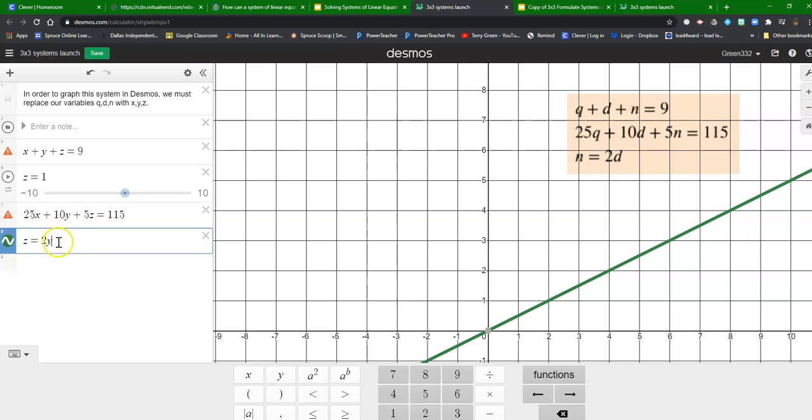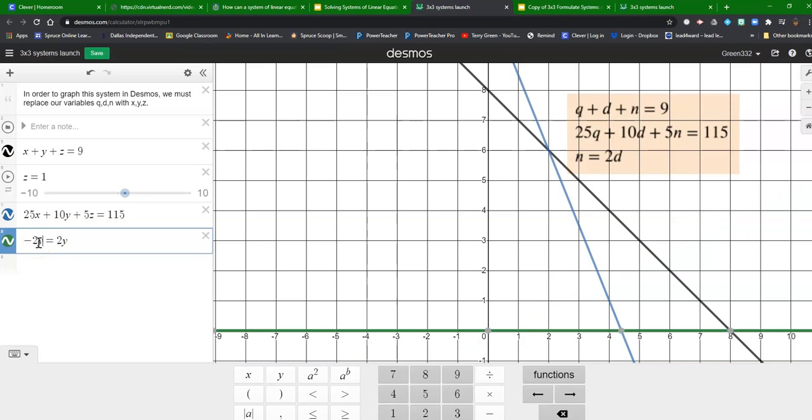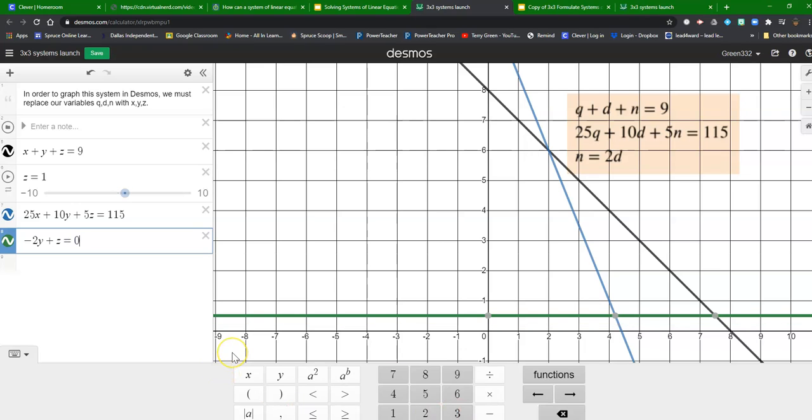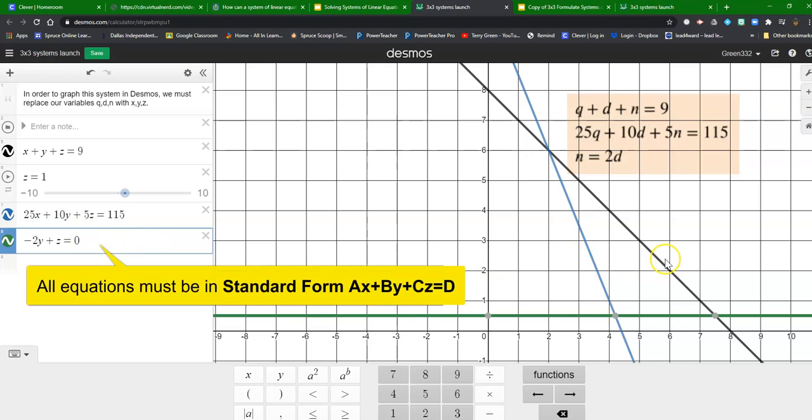So let's change this around. We're going to subtract 2y from both sides so that it's in standard form, and instead write negative 2y plus z equals 0. When we do that, now you can see all three. So you have to make sure all the equations are in standard form before you can see all three lines.